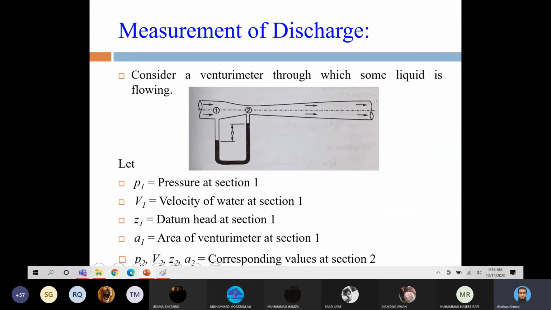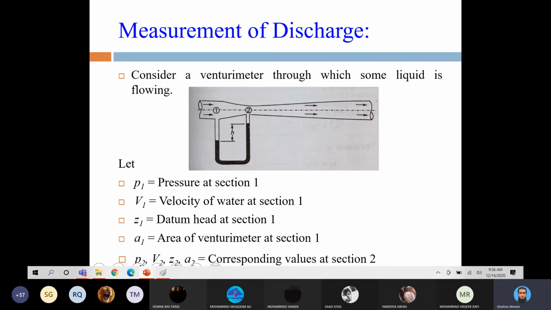So now moving towards the derivation of the formula for measurement of discharge. That is, how can we measure the discharge? The principle is the same as that of a manometer. You remember manometer, in which the mercury was the fluid? Yes, sir.